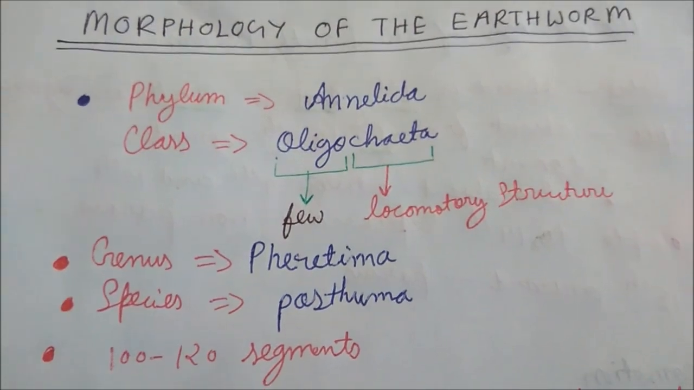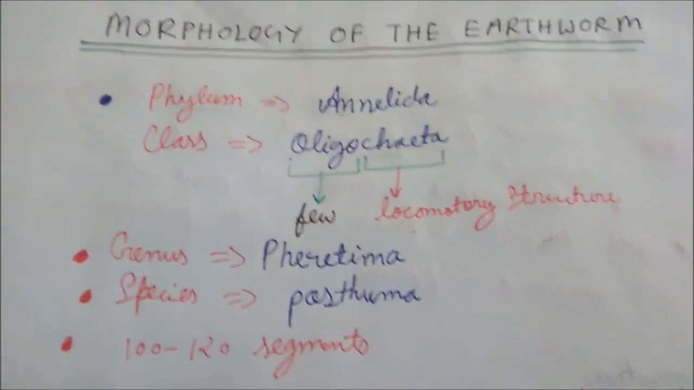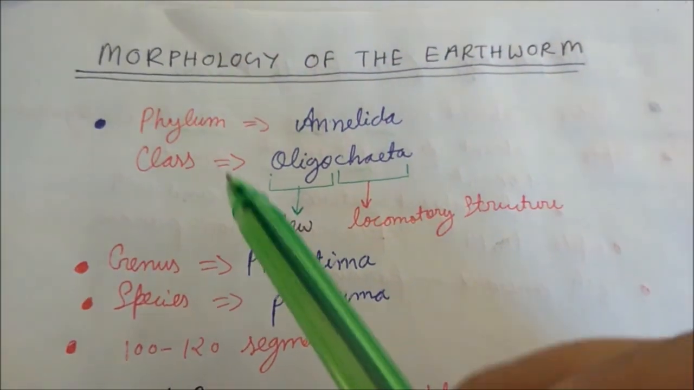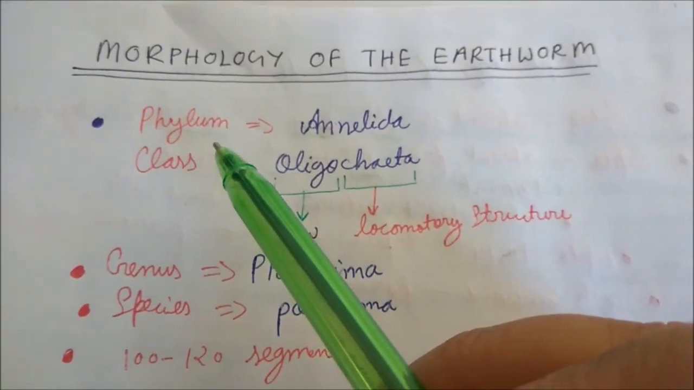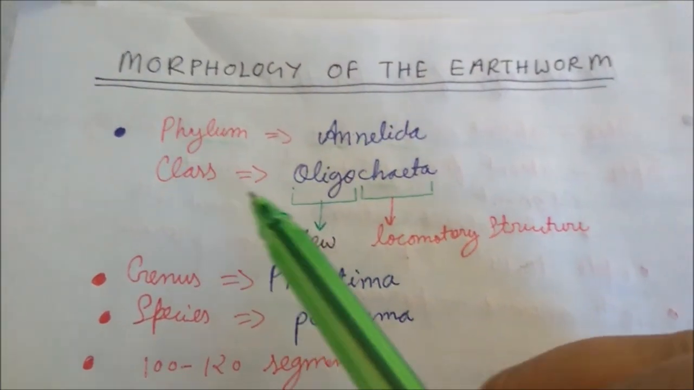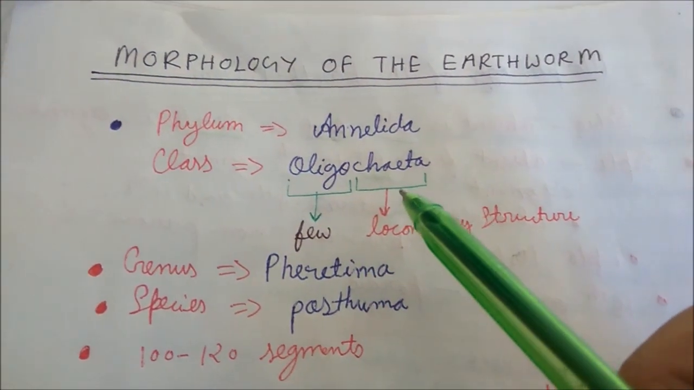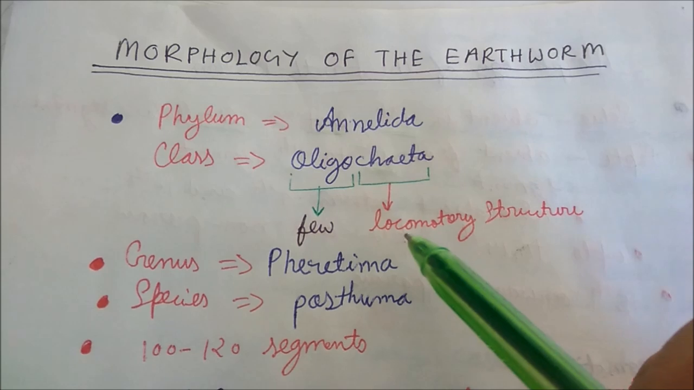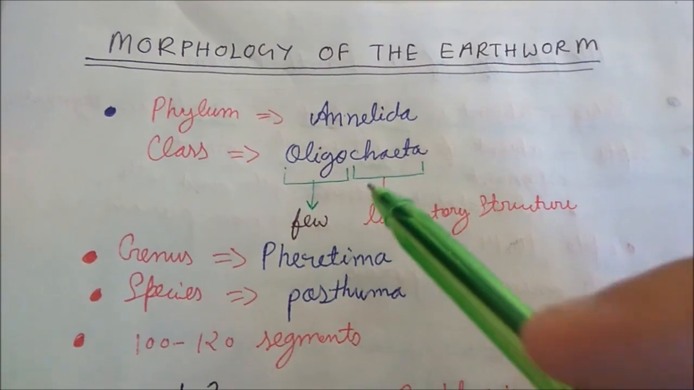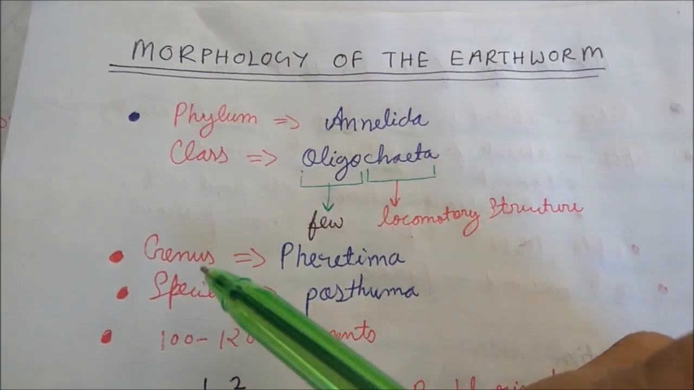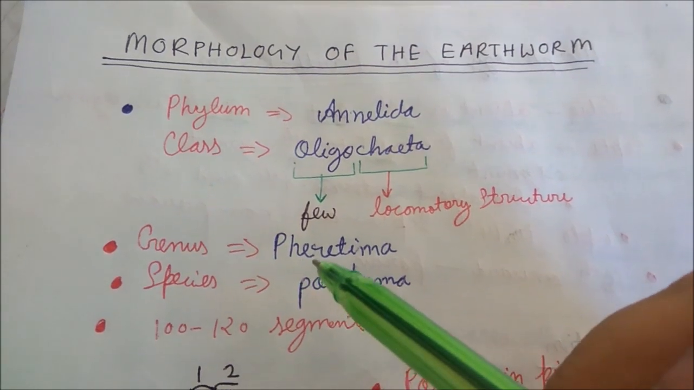Today we'll study the morphology of earthworm. So let's start. Earthworm belongs to phylum Annelida, class Oligochaeta. Oligo means few and chaeta means locomotory structure. So basically, few locomotory structures. Genus is Pheretima.